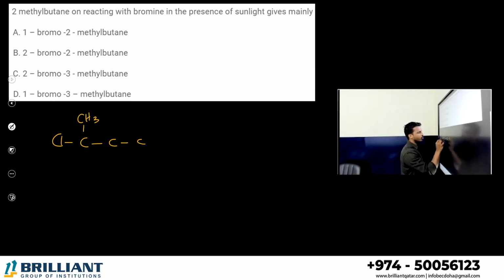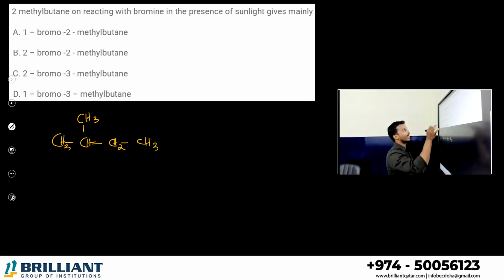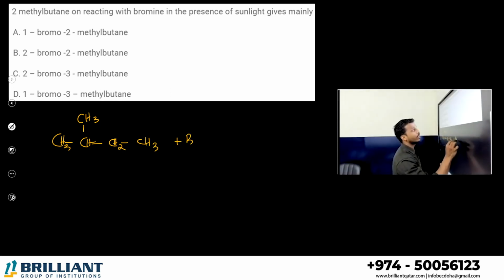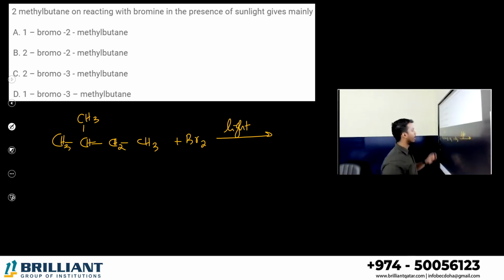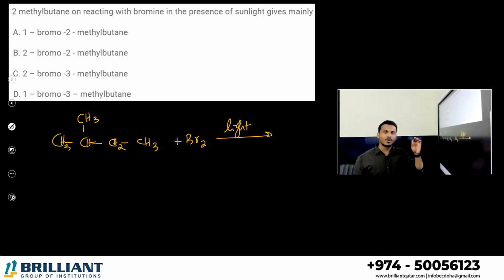2-methyl butane on reaction with bromine in presence of sunlight, in presence of light. Here, when a hydrocarbon is treated with a halogen in presence of sunlight, what will happen? It will undergo free radical mechanism, free radical substitution reaction.